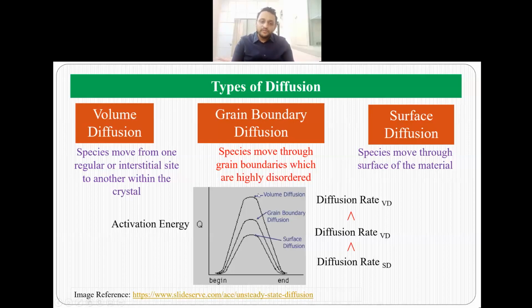Since volume diffusion requires the highest amount of activation energy, the diffusion rate for volume diffusion is very low. And the diffusion rate for grain boundary diffusion is moderate, and the diffusion rate for surface diffusion is highest, since the lowest activation energy is required for this kind of diffusion to occur.